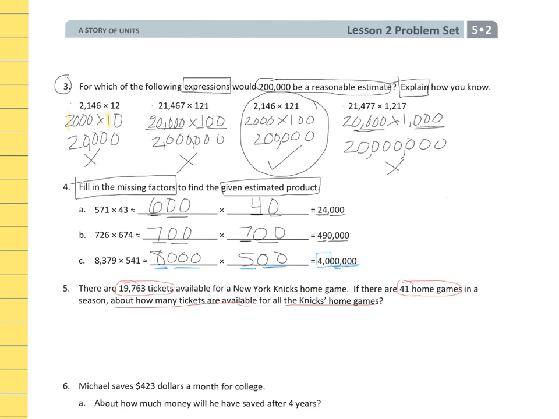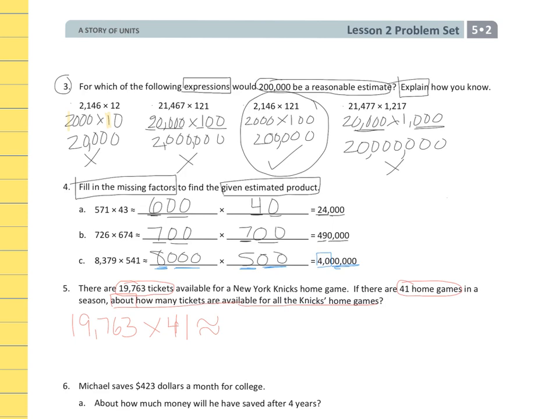So hopefully you have found out that in this lesson we've been doing a lot of rounding. In this word problem, there's a word that's going to say, hey, don't find the exact answer, just give me an about answer. And hopefully you figured out the word about means to estimate. So that means we're going to take 19,763 and we're going to multiply that by the 41 games. And that will tell us how many tickets are available for the whole home games during the Knicks season. Now this squiggly equal sign means that we're going to be rounding. This is not an exact answer. We're going to do some rounding.